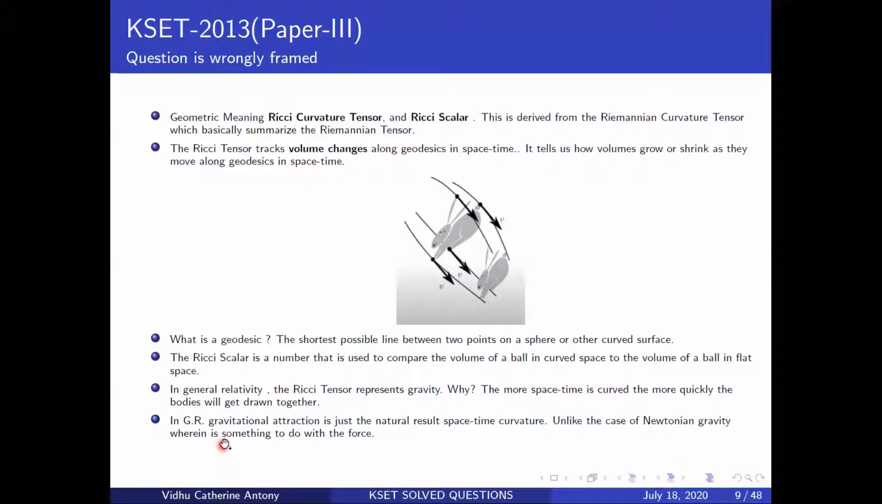And what do you have here? In general relativity, gravitational attraction is basically a natural result. If you look at Newtonian mechanics, what does gravity have to do with? It's an effect of the force. Because you have a force, you have gravity. It's something like that, rather than having it come out as a natural result of the space-time curvature that you have.